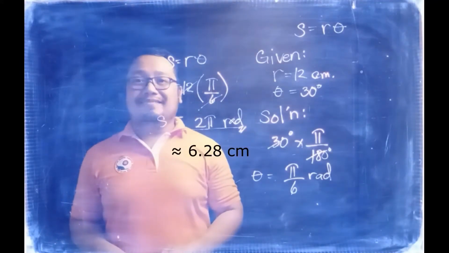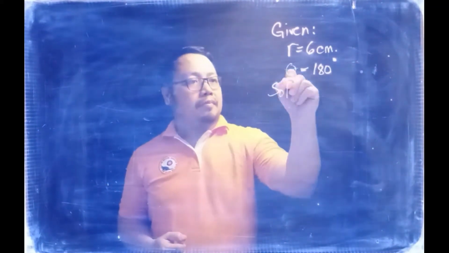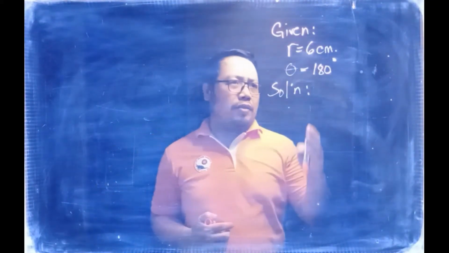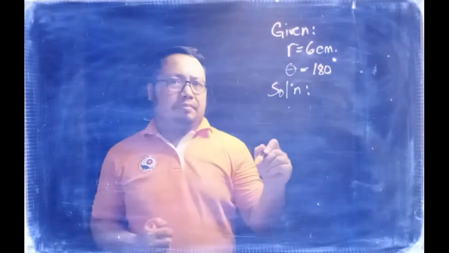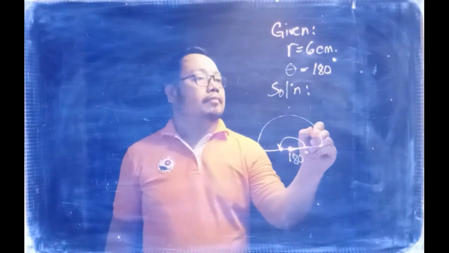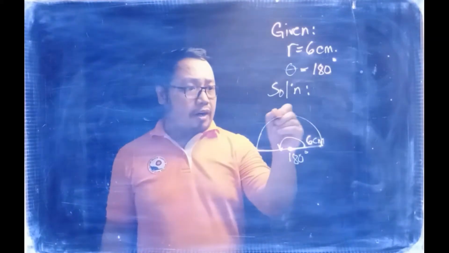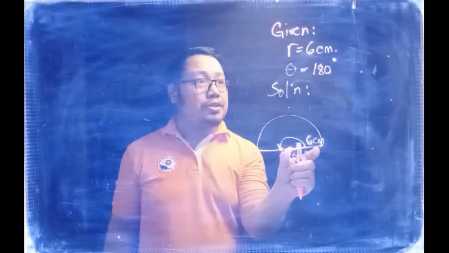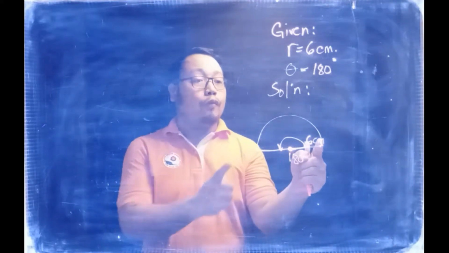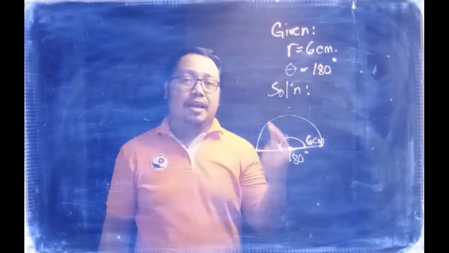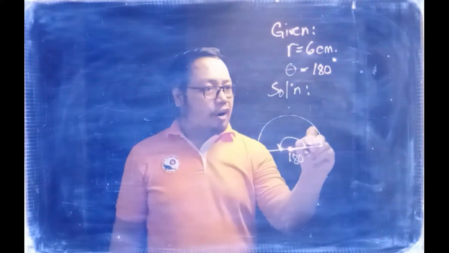Approximately 6.28 centimeters. Okay, how about if we're given a radius of 6 centimeters and an angle of 180 degrees? So if you try to figure out how this looks like, it looks like this. So you're going to find the length of this arc. The length of this arc given the radius of 6 centimeters and a central angle of 180 degrees. Let's use the formula to find this arc length.